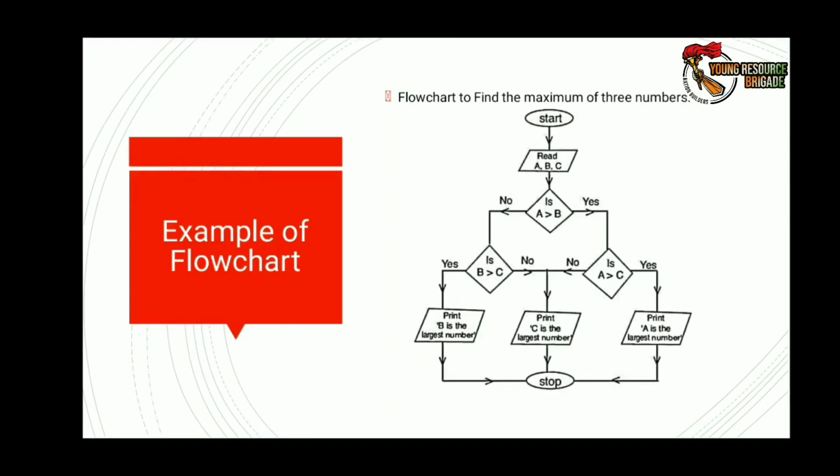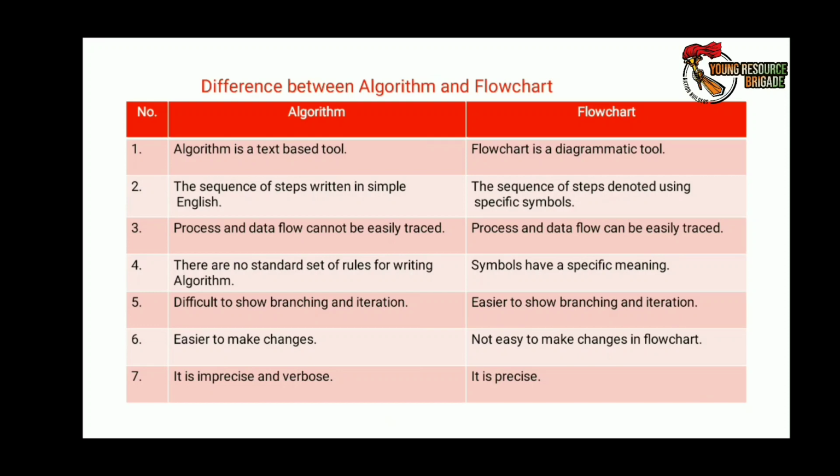So I explained the example as well as I can. If you still have any doubt, you can ask me in the comment box. Next we see the comparative study of algorithm and flowchart. That is, the difference between algorithm and flowchart is given. The first tab is for algorithm and the second is for flowchart.